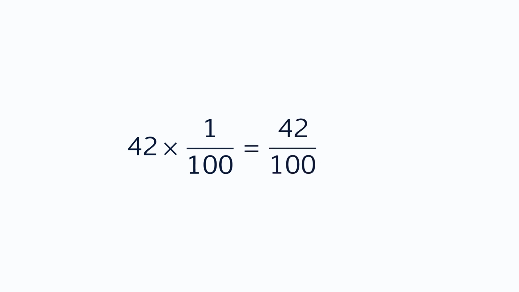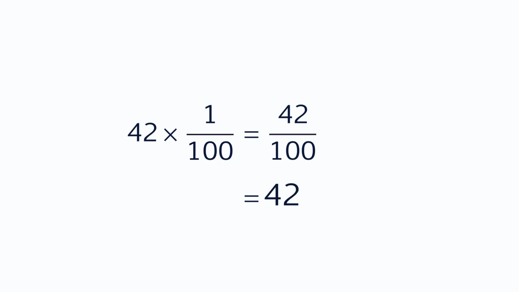First, you just replace the percent sign with 1/100th. Then, you multiply the resulting factors to get 42 over 100. Now you complete the division by moving the decimal point 2 places to the left.